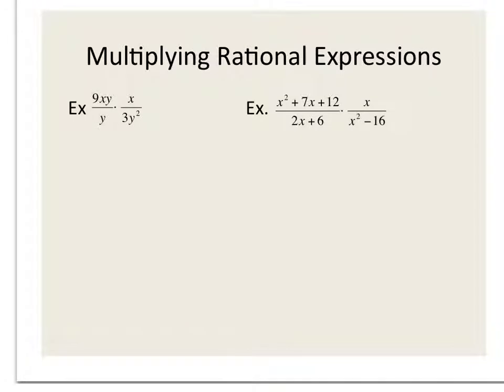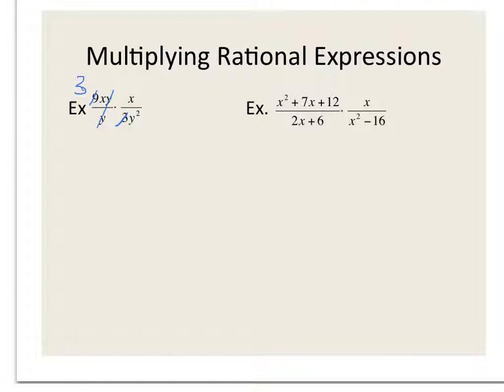When multiplying rational expressions, the first thing you want to do is see if you can reduce anything. In my first problem here, I have a y on the top and a y on the bottom that cancel each other out. The 3 also reduces the 9. So that can be reduced as well, and that's going to save you a little bit of work in the end. If you reduce first, you save yourself some work.